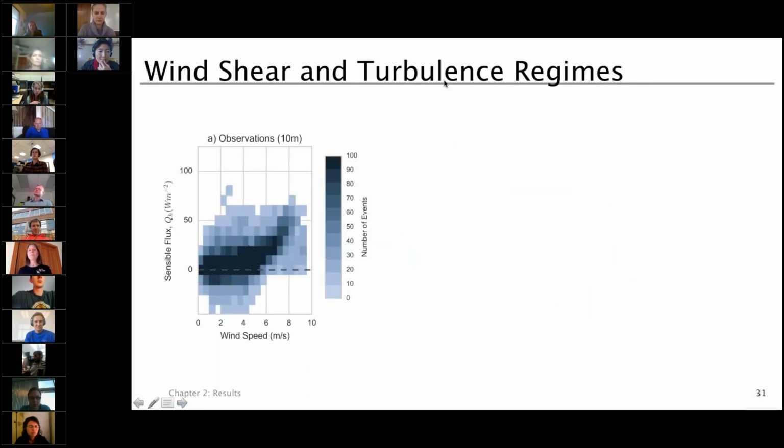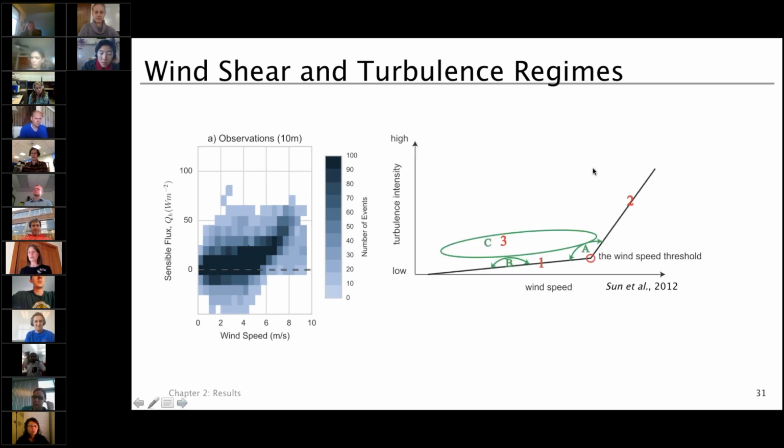So now wind shear and turbulence regimes. Let's look at the wind speed in meters per second as a function of the sensible heat flux. This is a really nice paper, if you decide you want to become a boundary layer meteorologist, by Jielun Sun, 2012, where she defines turbulence intensity from low to high as a function of three different regimes. So there's regime 1, a wind speed threshold, regime 2, and then regime 3, that you can see our observations fit into pretty nicely. Here's regime 1, here's regime 2.